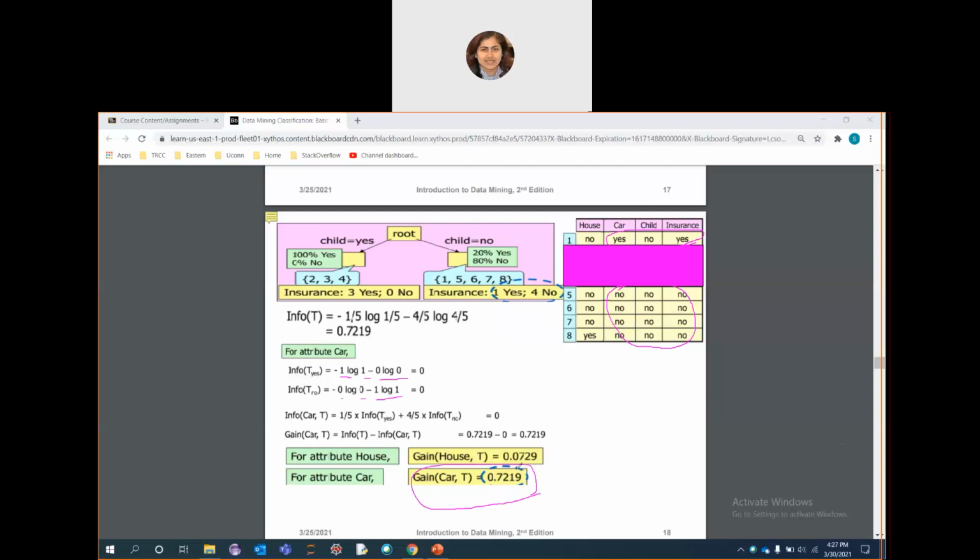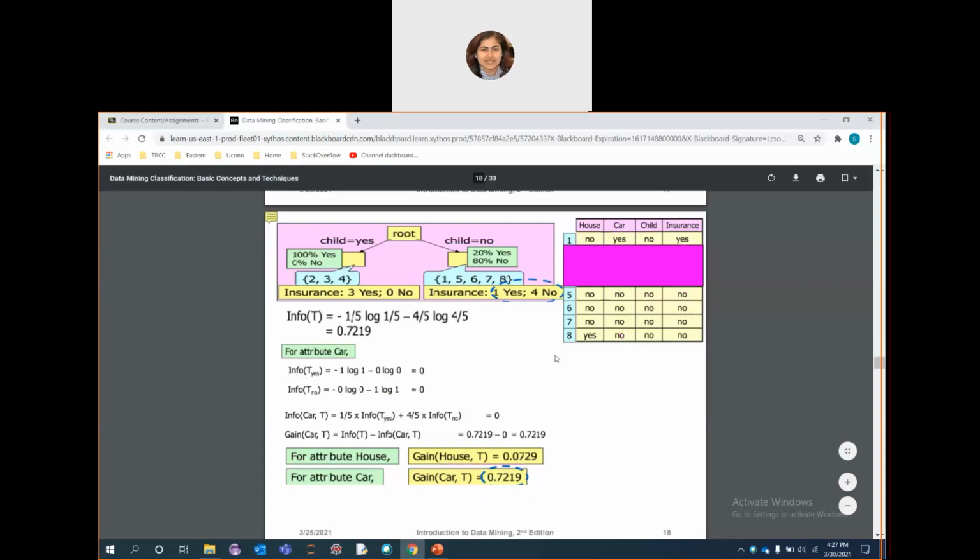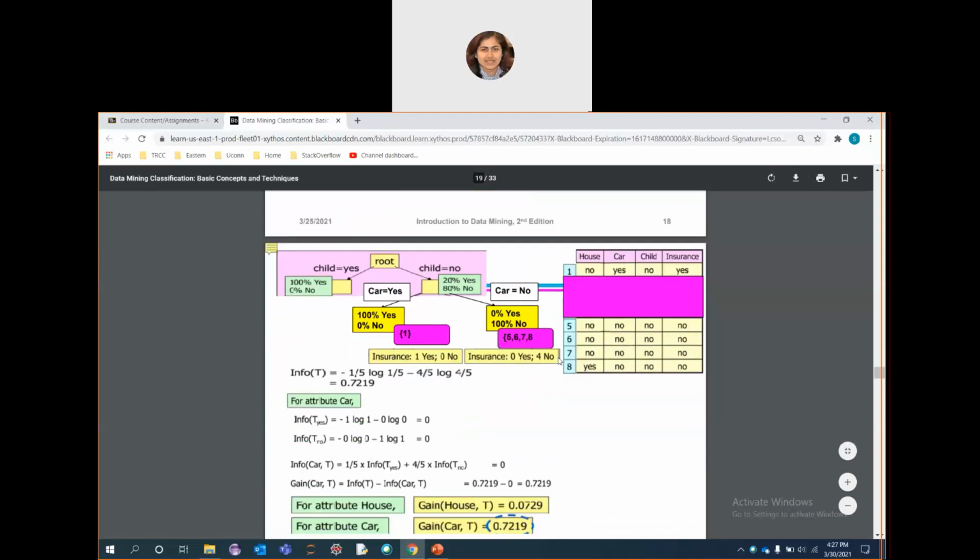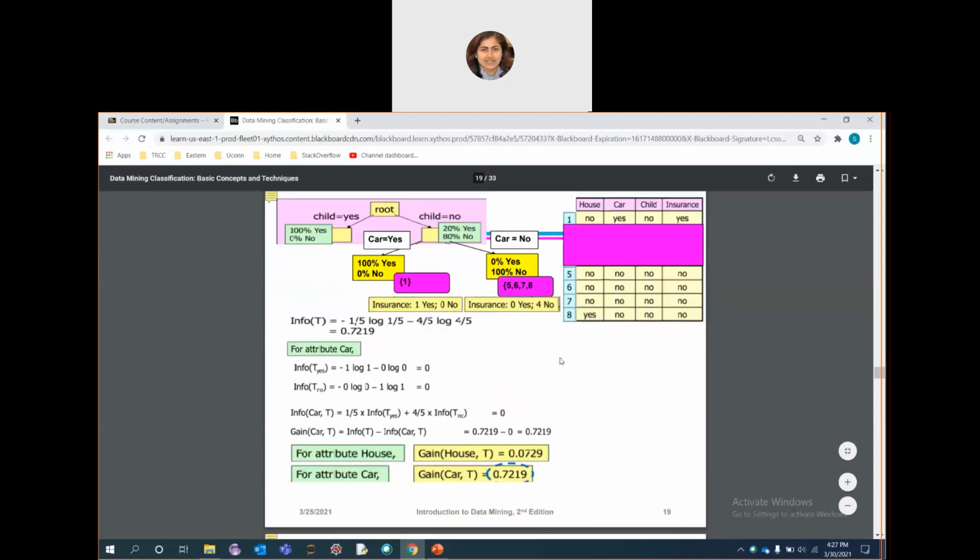So what do we do? Now we need to decide that here we got the information gain of the car attribute is higher. So now we need to decide that we have to split the child, that is no. Okay. And here it will be divided or split based on this criteria. See how it has been split here.